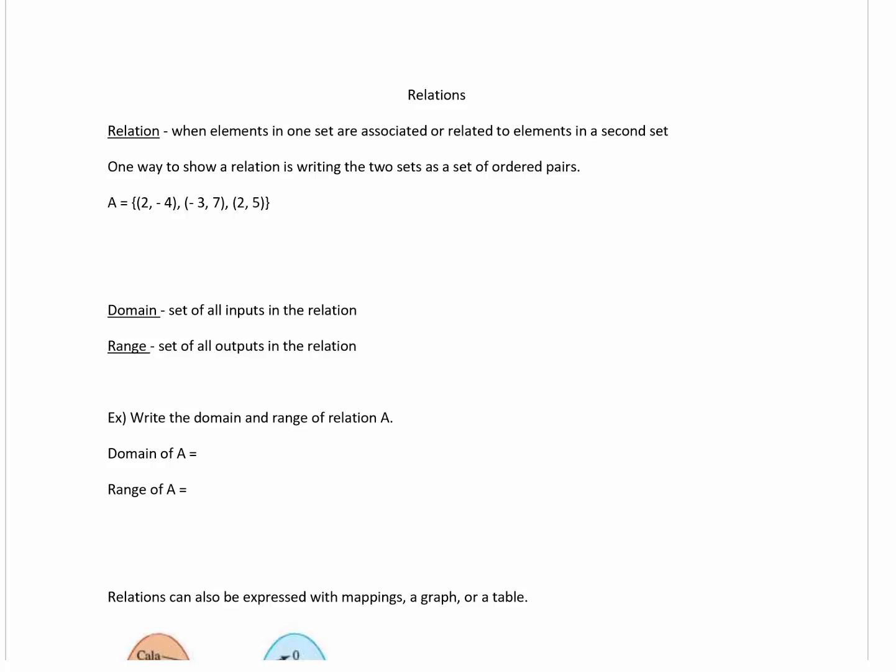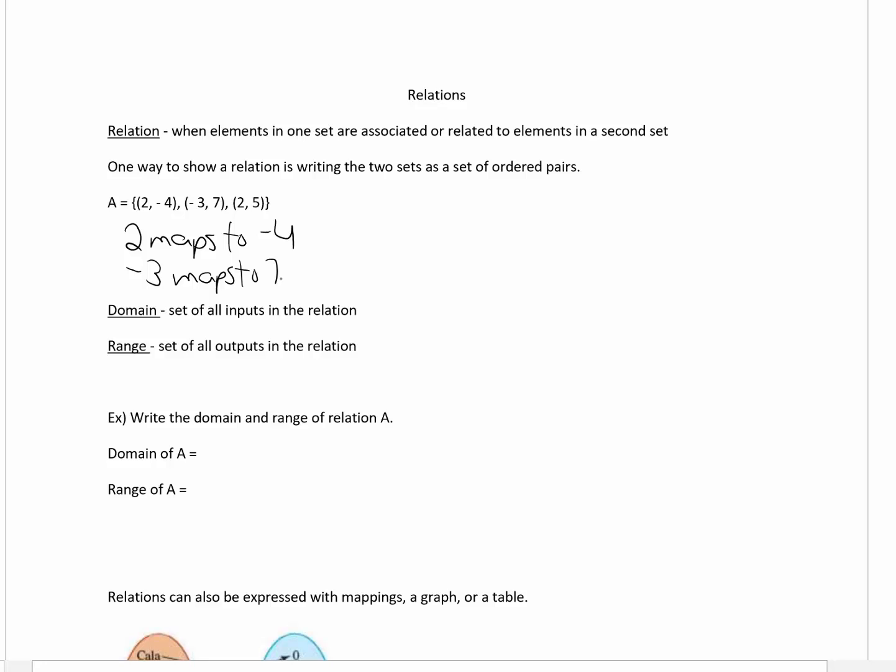In this video, we're going to talk about relations. A relation is when elements in one set are associated or related to elements in a second set. So one way to show a relation is writing the two sets as a set of ordered pairs. So for an example, this 2 in the first set maps to -4 in the second set. -3 maps to 7, and 2 maps to 5.